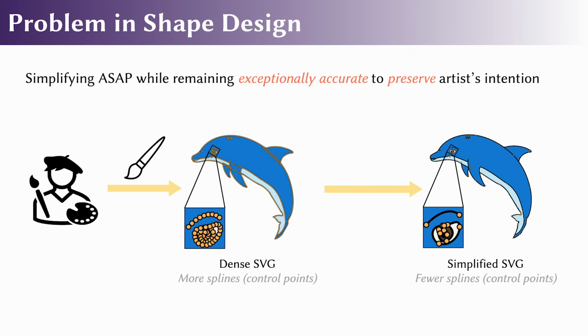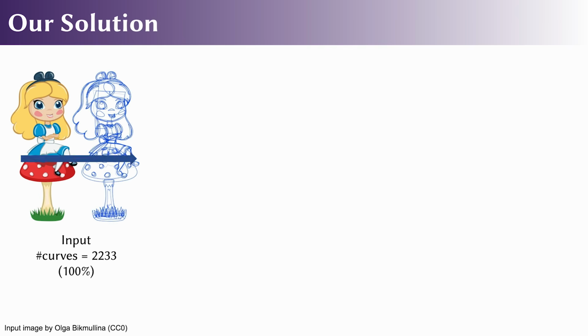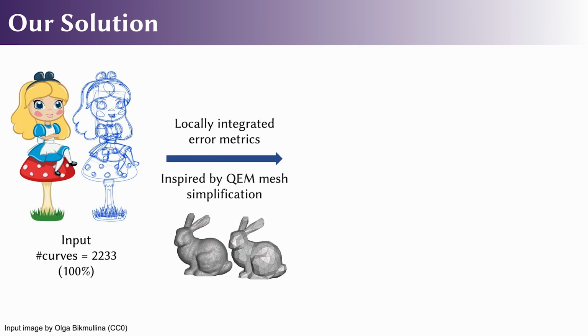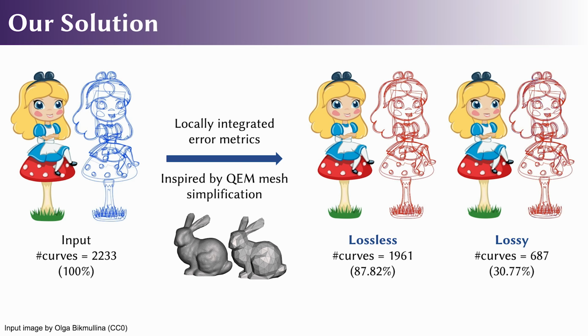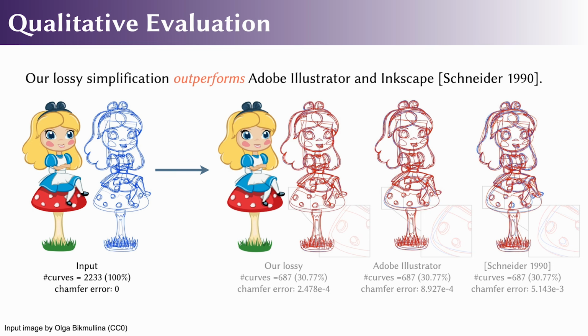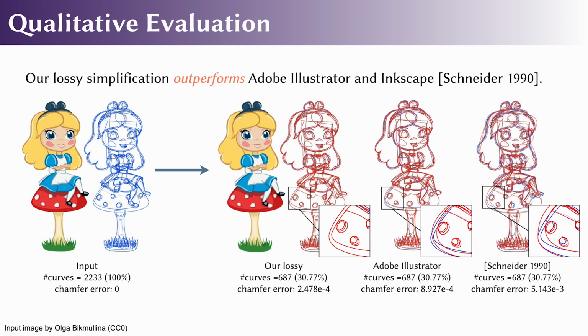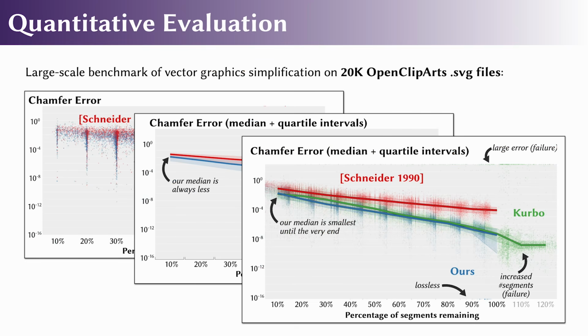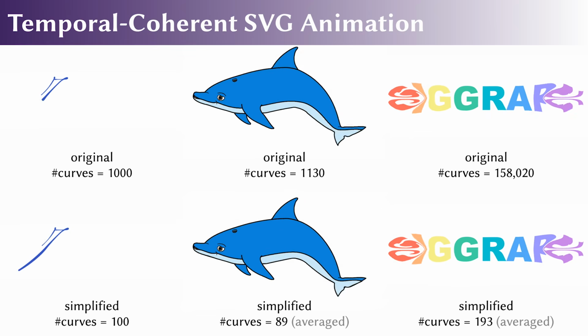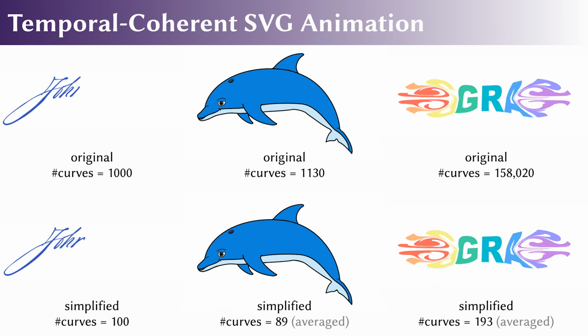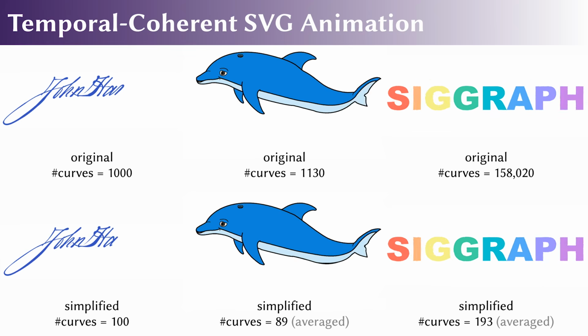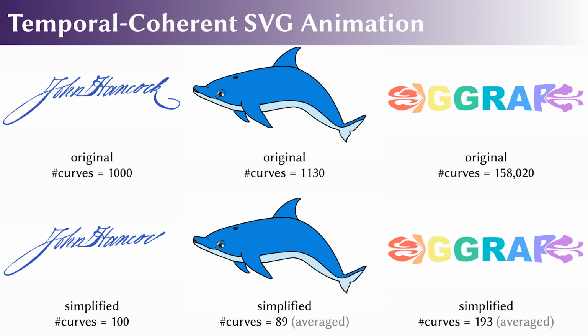A key problem in shape design is, given a whatever dense SVG, how to simplify as much as possible while remaining accurate. We propose a new algorithm for simplifying Bezier splines with high fidelity that guarantees the smallest possible zero-error solution first. Our method outperforms Adobe Illustrator and Inkscape qualitatively and quantitatively. It can also be extended to higher dimension to generate temporally coherent SVG animations.